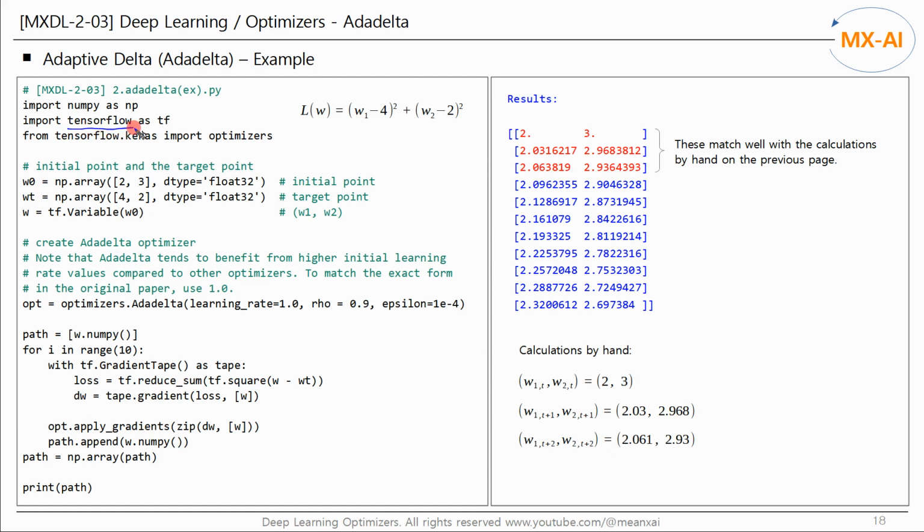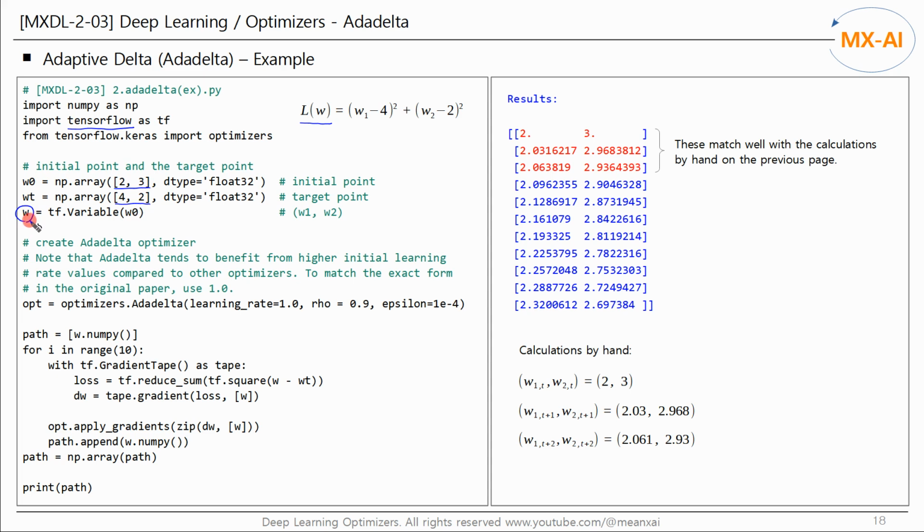Next, let's use TensorFlow to check the path W takes in this example. We use the loss function used in the previous example. And we will use the Adadelta optimizer provided by TensorFlow. The starting point of W is (2, 3). And the target point is (4, 2).